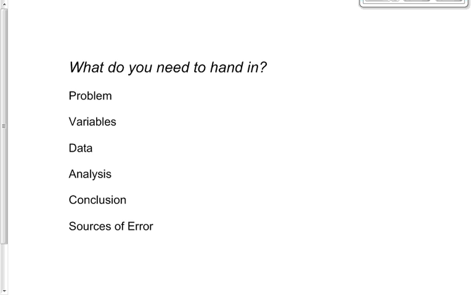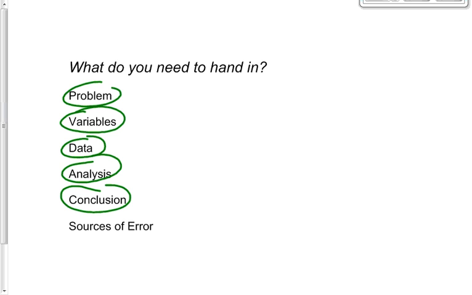What do you have to hand in? Well, we need a problem. We need variables, basically the things that we've gone through here. We need your data. We need your analysis. We need your conclusion. Your analysis, by the way, includes those 2 questions. Sorry, your data includes the basic table.